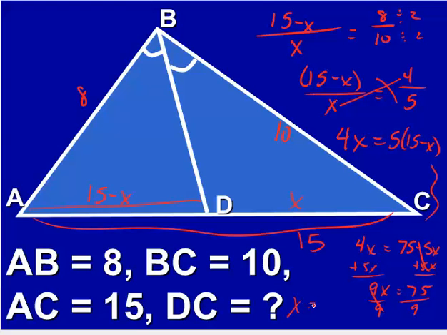9 goes into 75 8 times. That gets us to 72. We'll have 3/9 left, which reduces to 1/3. So we get 8 1/3.